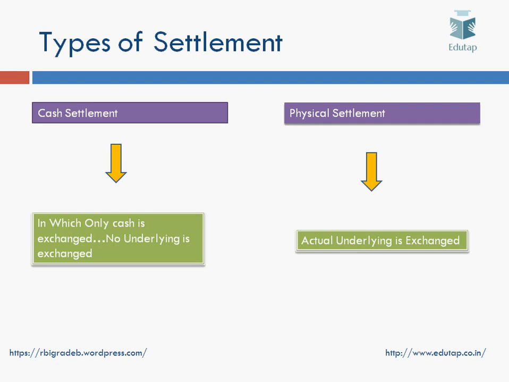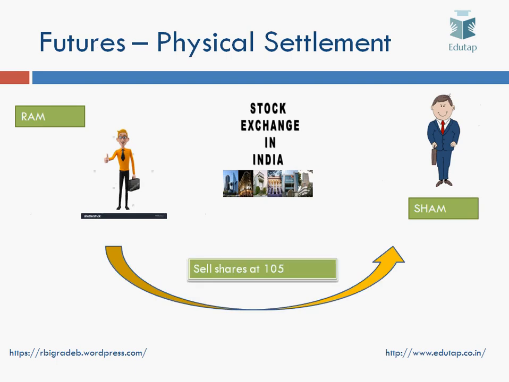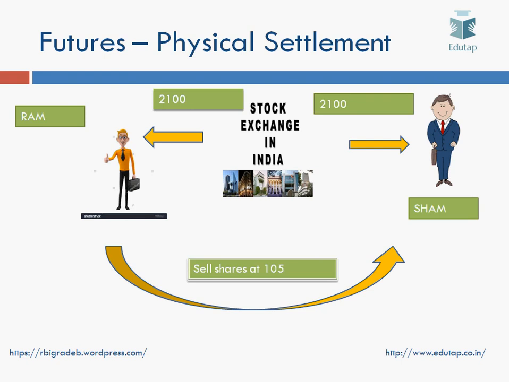Now let's see how the physical settlement works. In a physical settlement, Ram would sell shares at 105 to Sham. Obviously Ram does not know Sham, so Ram would send his shares to the stock exchange, and the stock exchange would in turn deliver them to Sham. So in a way, Ram sells 100 shares of Reliance at the price of 105 to Sham. The stock exchange after that would return the margin money, that is 2100, to Ram, because he has fulfilled his obligation, and similarly it would return 2100 to Sham because Sham has also bought those shares at 105.